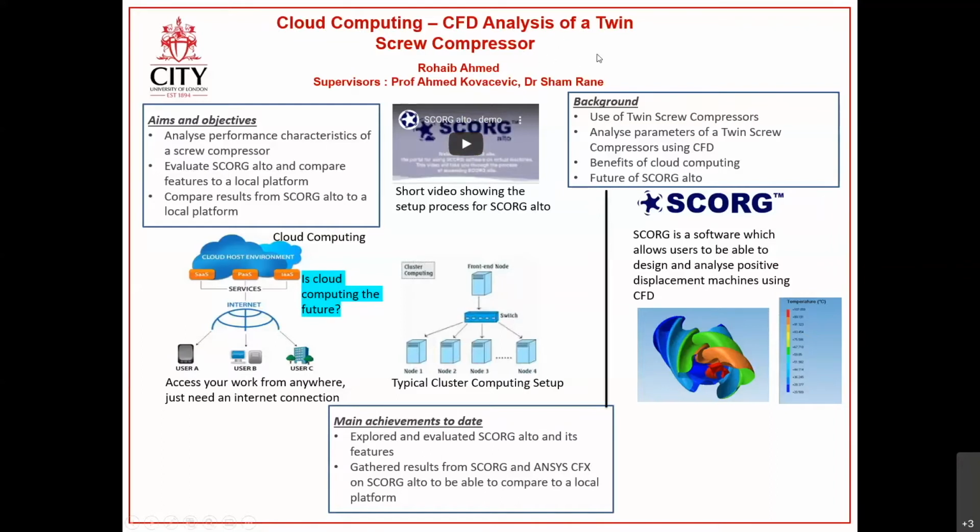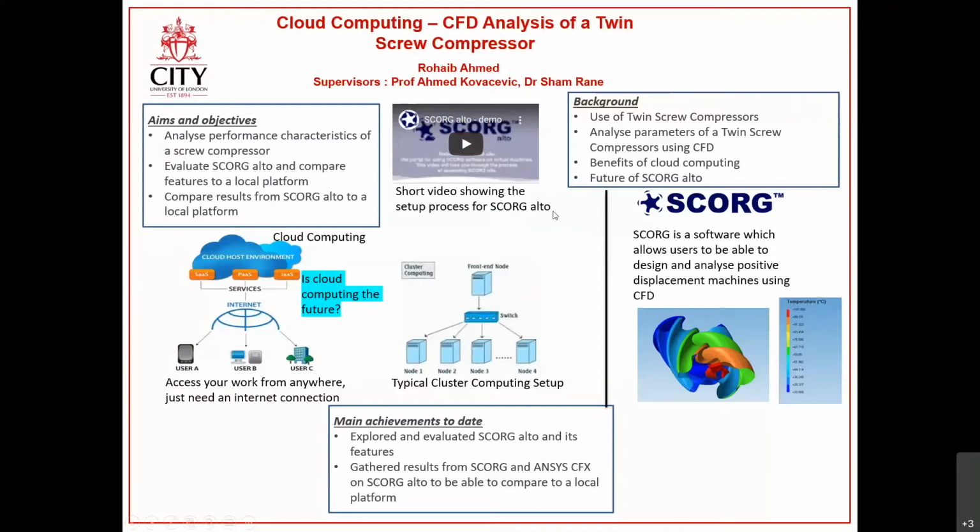The main aim of my project was to compare two different platforms, one being a local platform and one being SCORG Alto, the platform I'm going to talk about today. The main objectives were to analyze the performance of a screw compressor. I was going to evaluate in-depth SCORG Alto and compare its features to a local computer. I would gather results on both and compare them in terms of efficiency, reproducibility and hardware utilization.